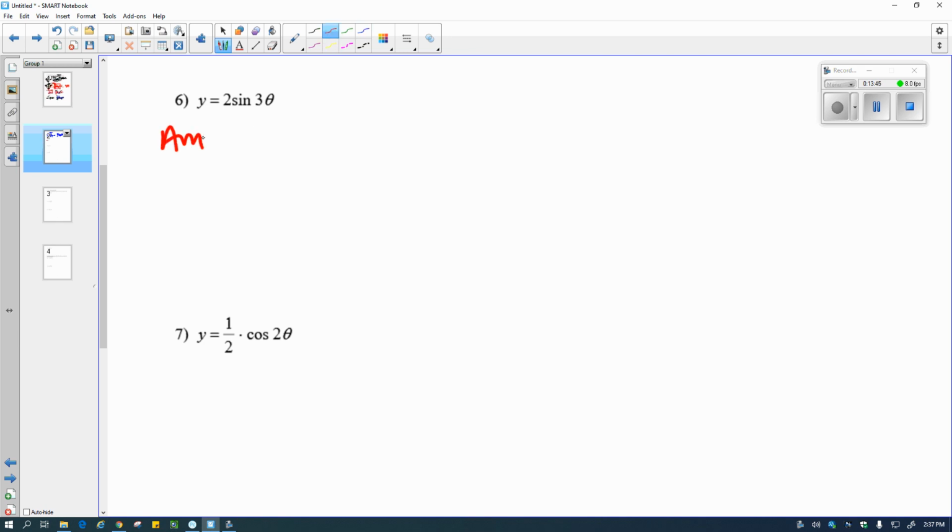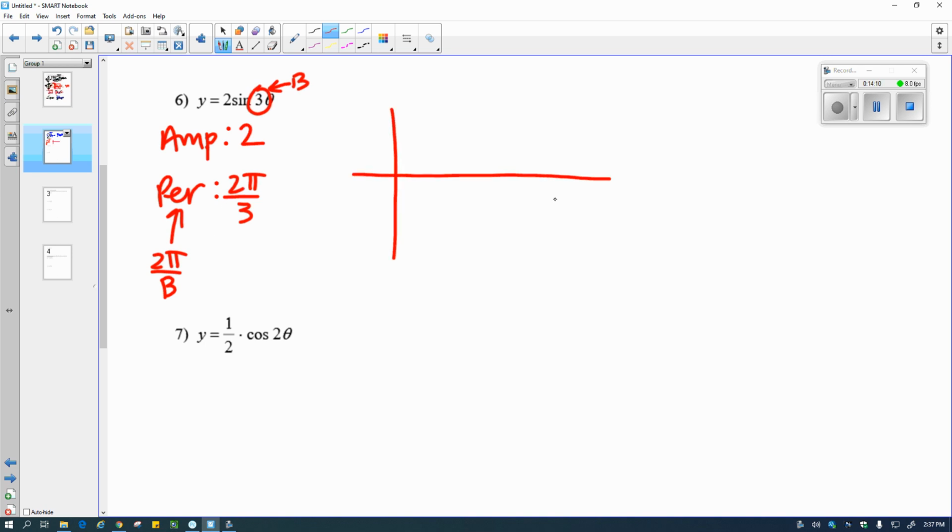So for number 6, I have an amplitude, I'm going to abbreviate that, amplitude of 2, a period, abbreviate that, of 2 pi over 3. Remember, this number here is b. The period here for sine and cosine is 2 pi over b. The period is how long it takes to repeat itself. So in this case, it's 2 pi over 3. I can't reduce that. So what that tells me is 1, 2, 3, 4. This last one is 2 pi over 3.